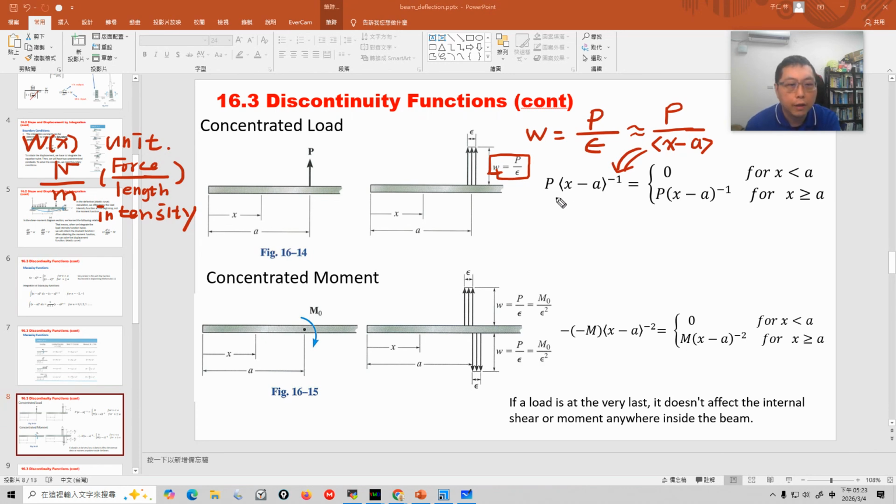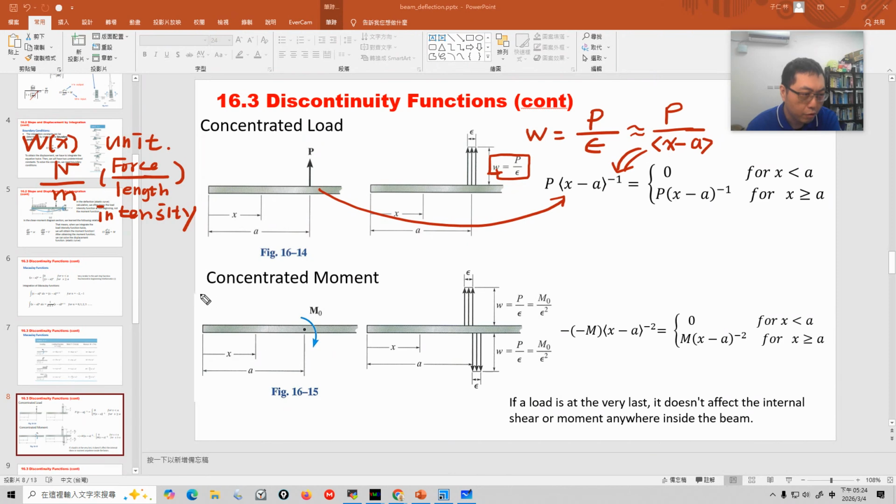So this concentrated load you represent by the discontinuity function P times x minus a to the power minus 1. That means when x is less than a, the whole function is 0. Don't think of it as P divided by 0. No. If x is less than a, the whole function is equal to 0. If x is equal to or greater than a, it's P times x minus a to the power minus 1. That's for the concentrated load.